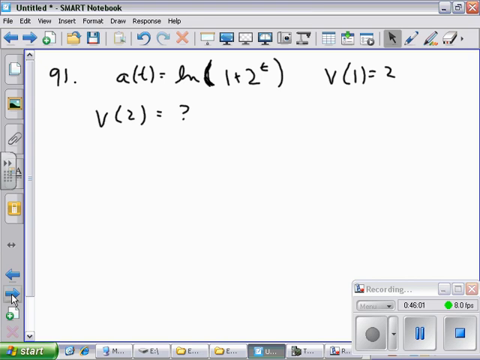Now, if this was without a calculator, what would you do? You take the antiderivative, you figure out what C is with the given point, and then you plug it in. But you have a calculator, so you don't do that when they give you a derivative and a point, and they want the y somewhere else. If I want to know what v of 2 equals, what do I start with?